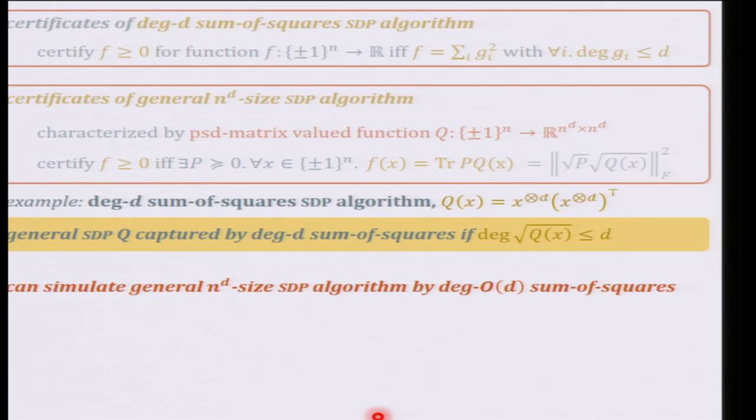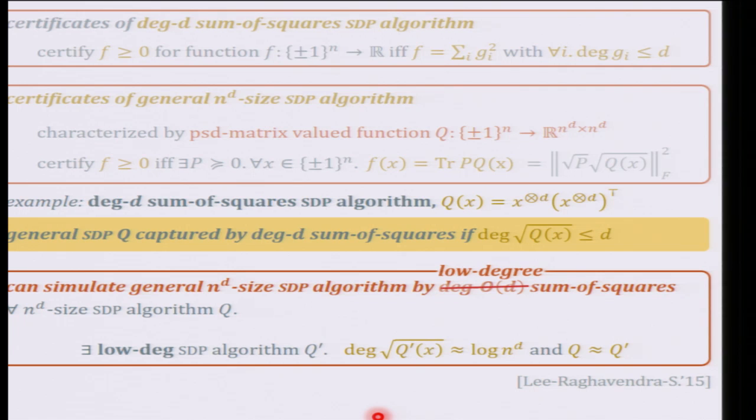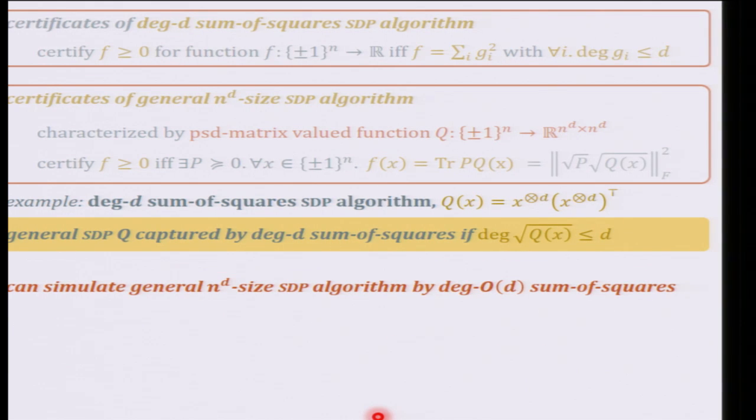And so what we would like to show is that for every n to the d size SDP algorithm q, where q is just this matrix, this function, you can find some other function q prime that satisfies this.